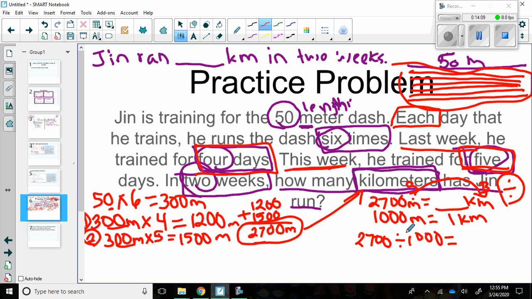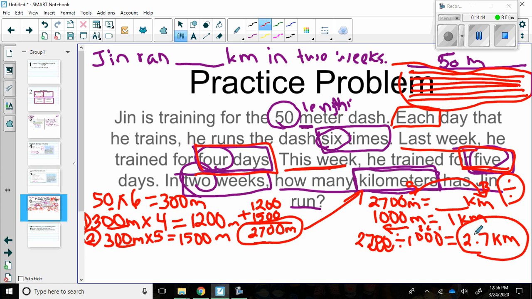When I do this, I'm going to divide. Remember, when I divide, I need to move my decimal to the left. And how many places do I move my decimal? 1, 2, 3. Because I have 3 zeros when I'm working with multiples of 10, I know I can just look at my zeros and know how many places to move my decimal. So now I can move my decimal 1, 2, 3. So my answer is 2.7 kilometers.